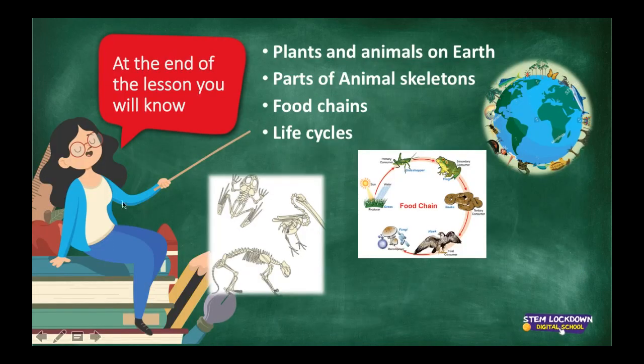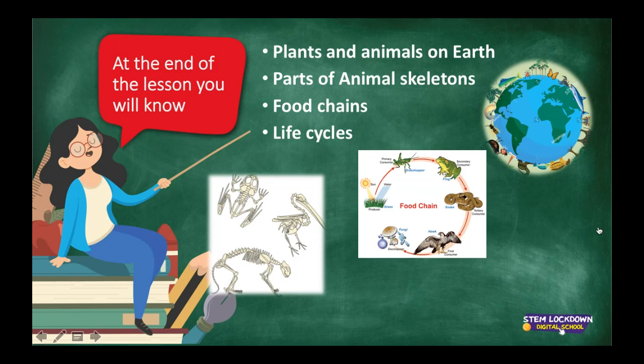At the end of the lesson, I want you to understand that in this world there are plants and animals. At the same time, I want you to know about the food chain. After the food chain, we will talk about the life cycle as well. Then at the end, we are going to unpack parts of animal skeletons.